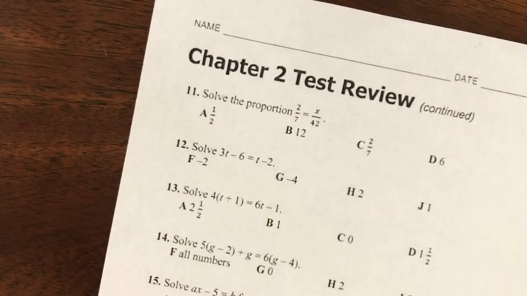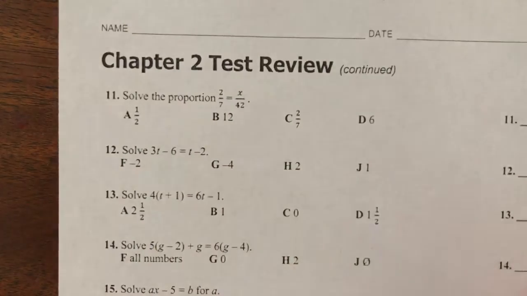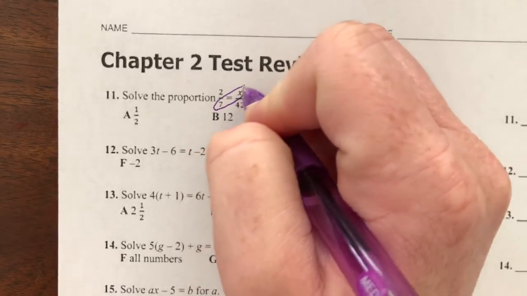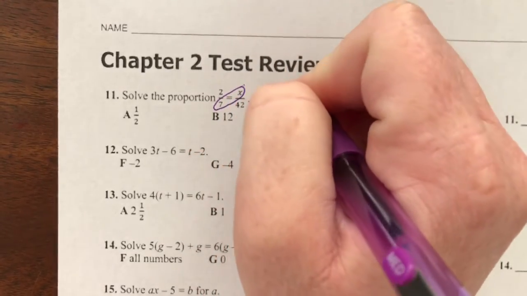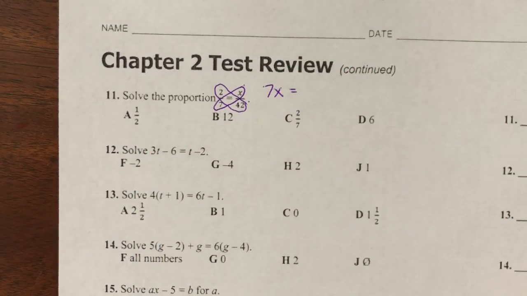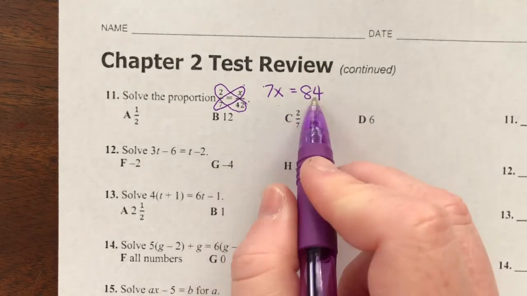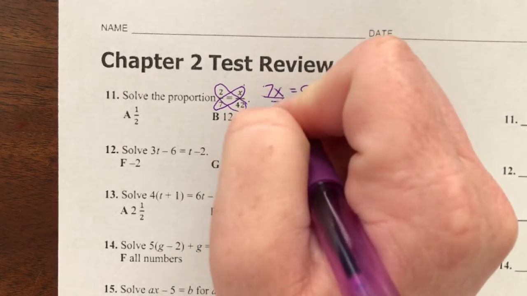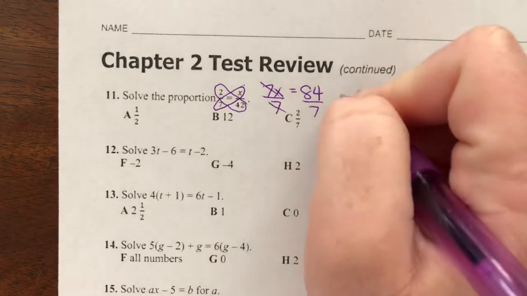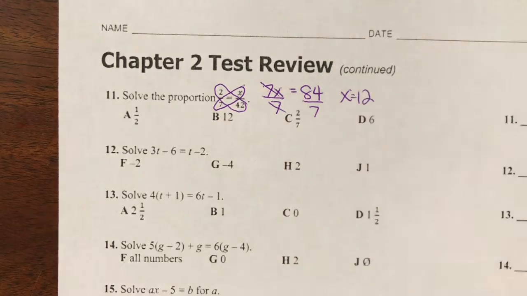Okay, back page of the review. There's 20 questions plus a bonus, so we're about halfway. Solve the proportion. Remember, when we solve proportions, we cross multiply. So I get 7 times x equals 2 times 42. And we could have done 2 times 42 first. It doesn't matter. So that's 84. To solve for x, I have to divide both sides by 7. 84 divided by 7 is 12. So x has got to equal 12, which is B.